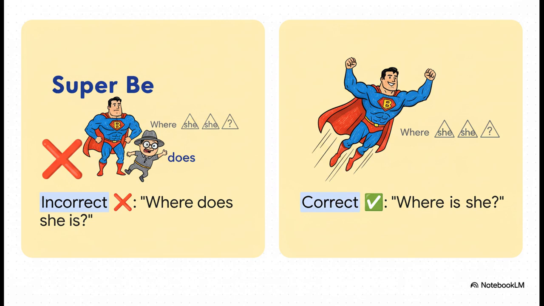And finally, always remember that the verb to be is special. It's kind of like its own auxiliary verb. It never needs do or does to help it out. If you have is or are as your main verb, it's strong enough to just move to the front all by itself. Not where does she is, but simply where is she.